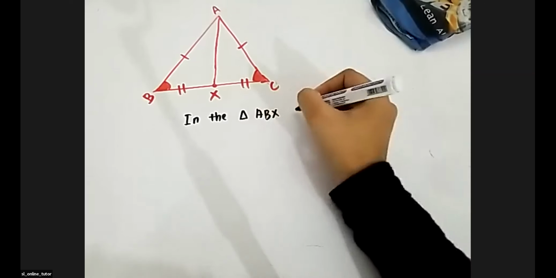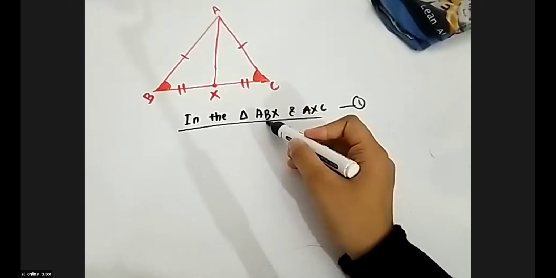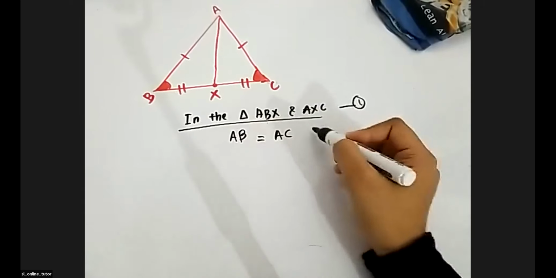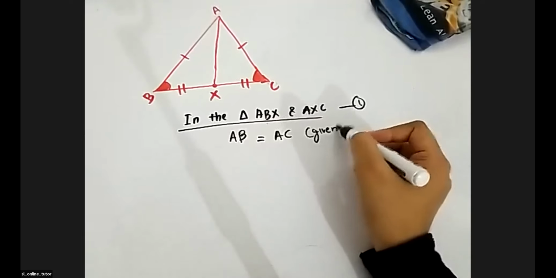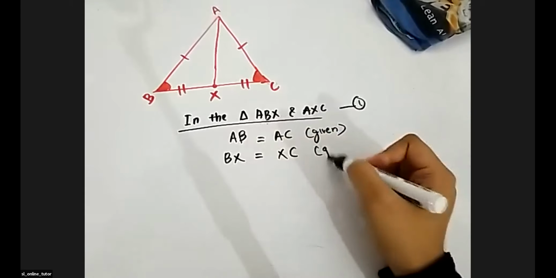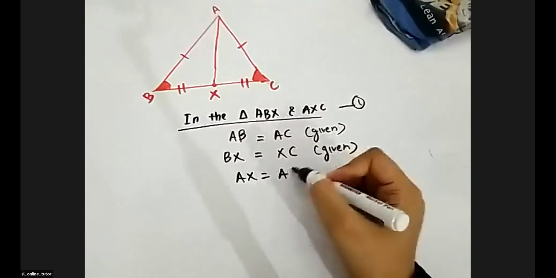ABX and AXC triangles. In the triangle ABX and AXC, underline it, 1 mark. First of all, you took ABX triangle. So first you have to take that one's data. AB equal AC, given, or you can write data. BX is equal to XC, given, or you can say data. AX equal AX, common side.